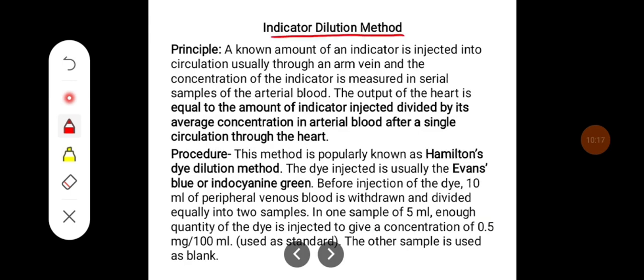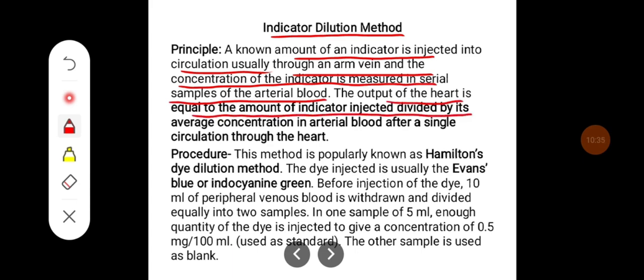Second one is the indicator dilution method. Principle here is a known amount of indicator is injected into the circulation, usually through an arm vein, and the concentration of the indicator is measured in serial samples of arterial blood. The output of the heart is equal to the amount of indicator injected divided by its average concentration in the arterial blood after a single circulation through the heart. The procedure: this method is popularly known as Hamilton's dye dilution method.